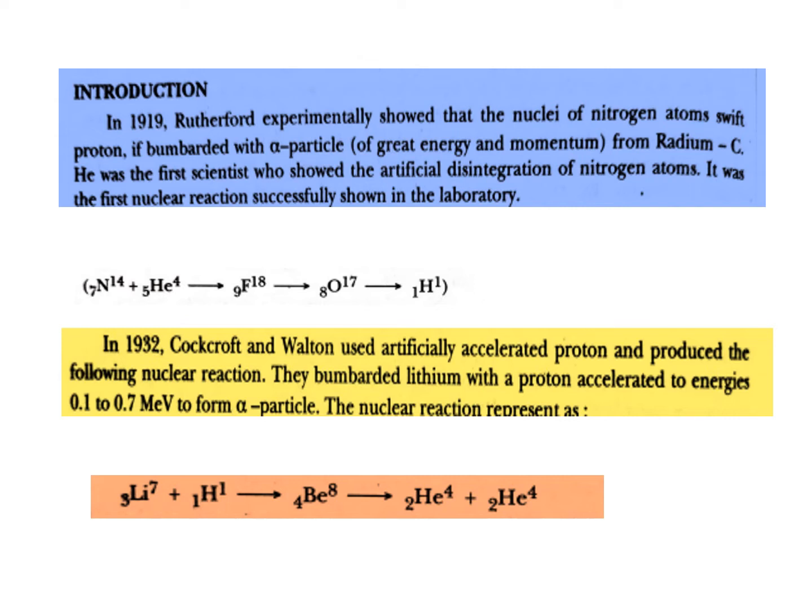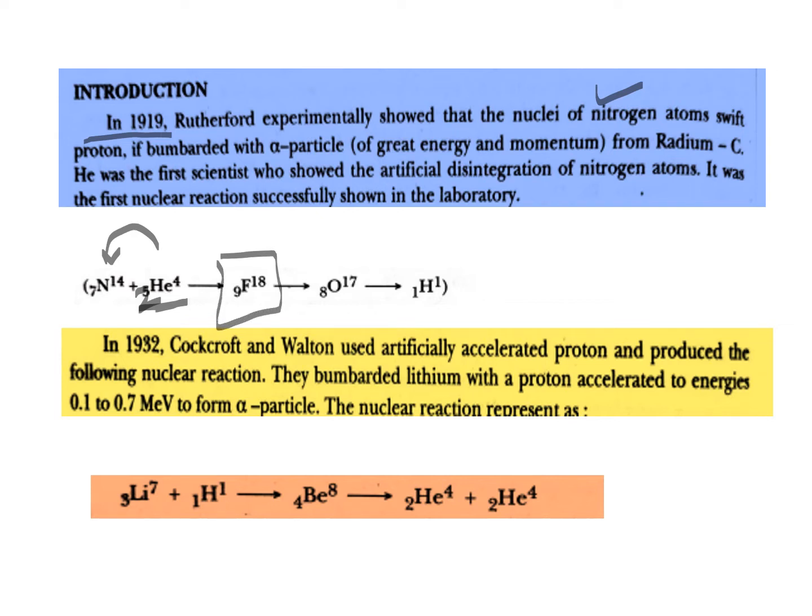Next, introduction. In 1919, at the initial stage, Rutherford performed an experiment on nuclei of nitrogen by bombarding alpha particles. There is a small correction here, it should be 2. Okay, when a helium nucleus is bombarded on nitrogen, it combines and becomes fluorine. This is an unstable nucleus.